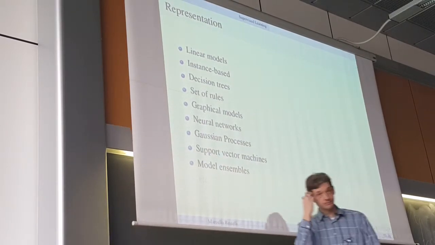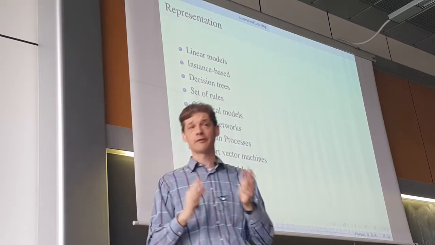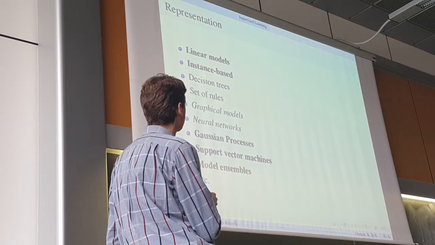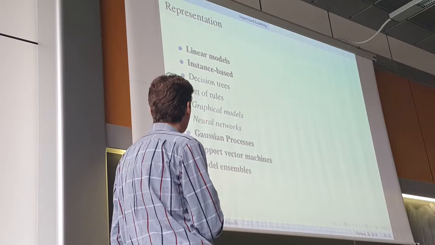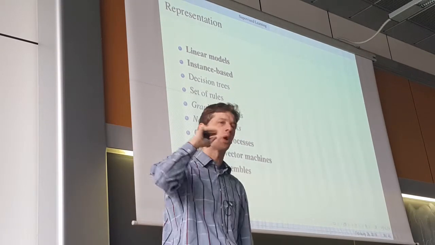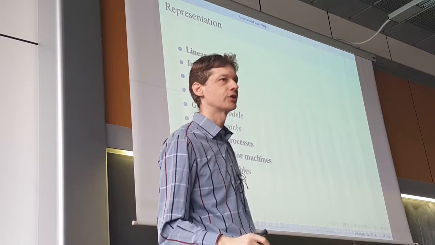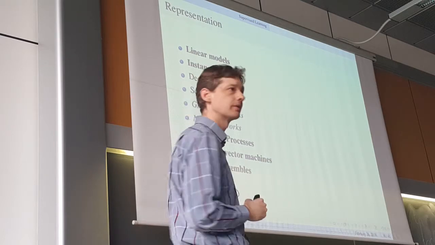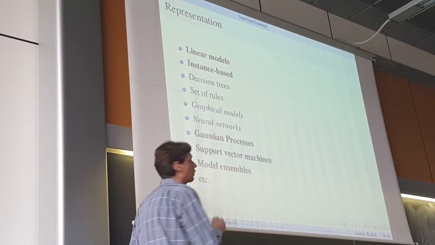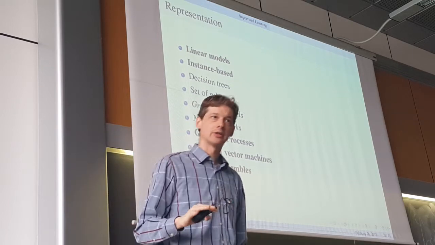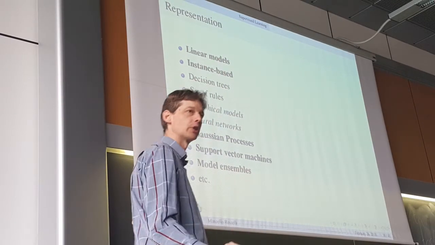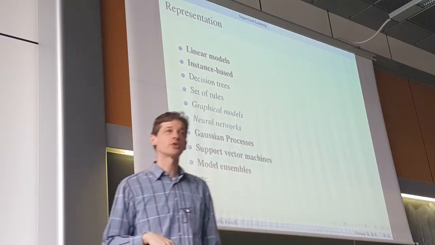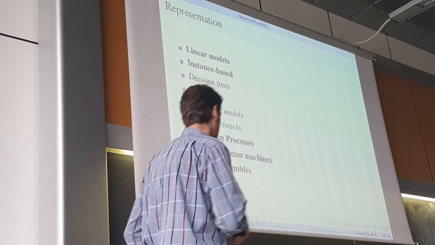Okay, and actually what happens is that for what concerns representation, you have many different approaches. We will look only at a few of them. We will only focus on linear models. We will say something about instance-based approaches. We will not talk about trees, we will only mention them, because they are covered in the data mining and classifying course, even for the set of rules. Graphical models and neural networks we will not deal with in this course, but they are covered in the soft computing course, to some extent at least for graphical models. We will deal with Gaussian processes, support vector machines, and model ensembles.